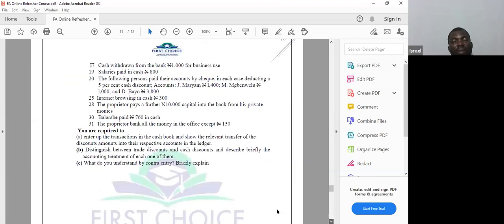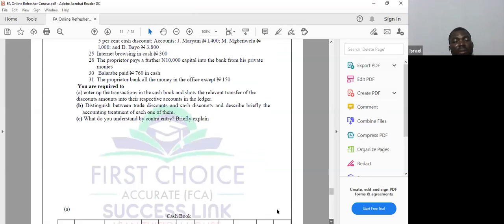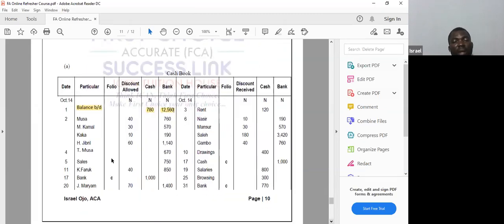Okay, so we have it here. Can you see, Musa? The discount allowed is 40 naira, while the bank is 760. The same thing also applies to this one. This is given to us as 600. Now 5% of 600 will give us 30. So the 30 there is the discount allowed. So we move on to Kaka. Kaka is being paid 200. 5% of 200 will give us 10.